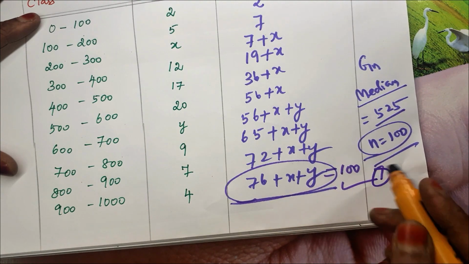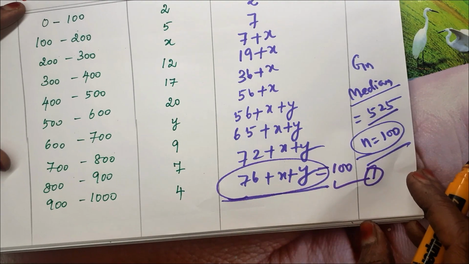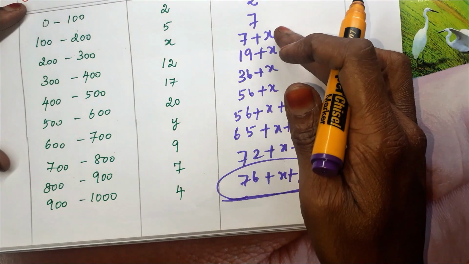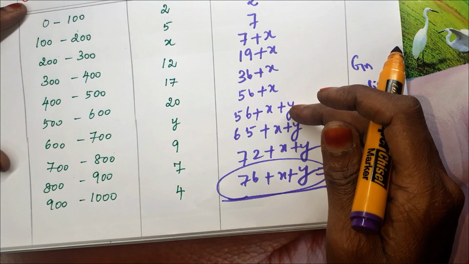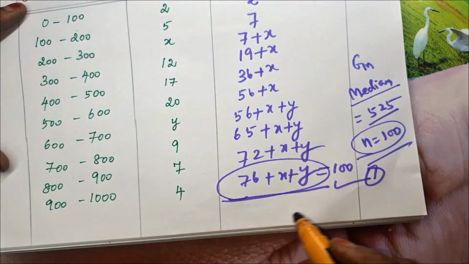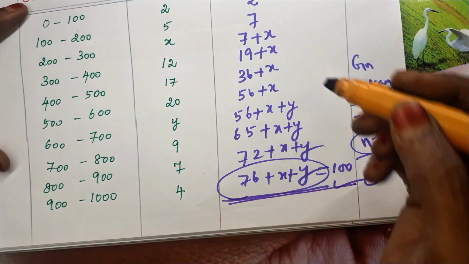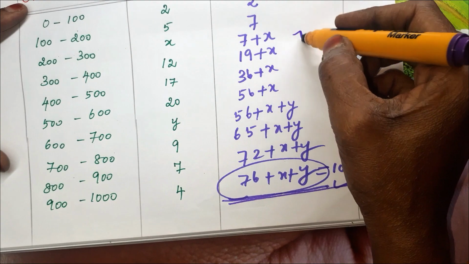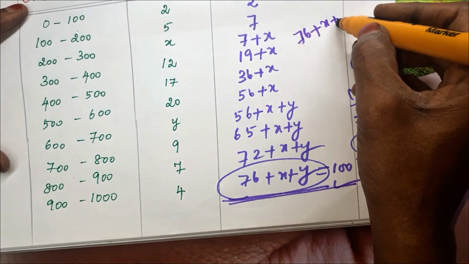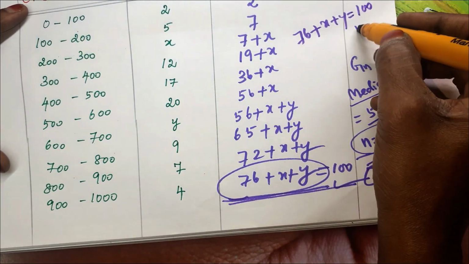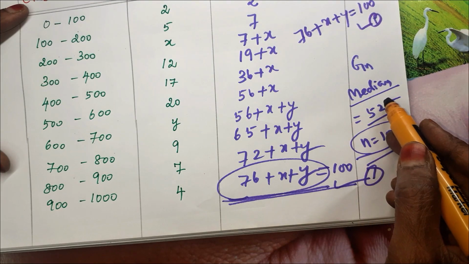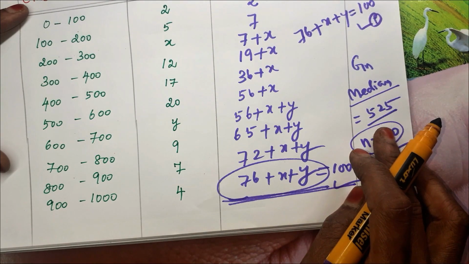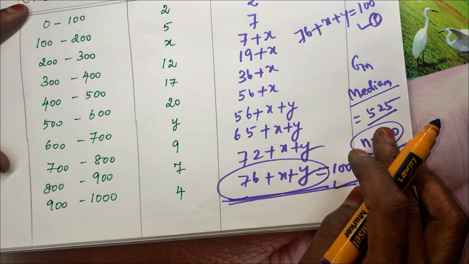This is equation number 1, because we are going to find two unknown values, x and y. If the number of unknowns is 2, we need two equations. So from n we have got one equation, that is 76 plus x plus y equal to 100. This is equation number 1. From the median we have to take the second equation, using the given median value 525.